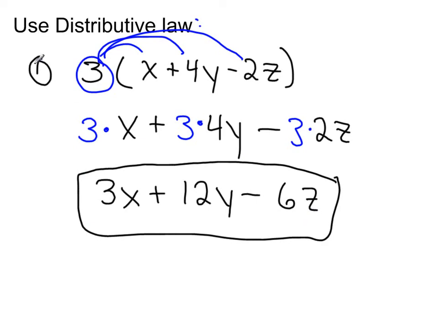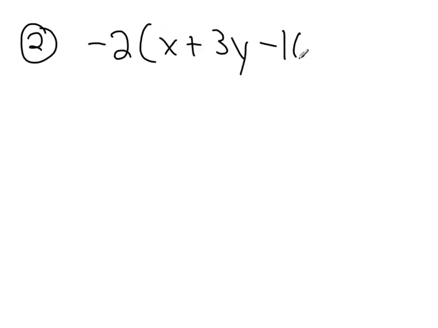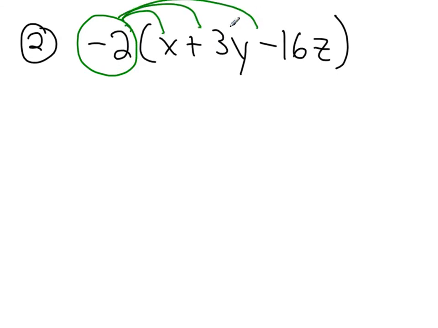Let's do one more. It's going to be a little bit different, using the same directions as above, in which we have negative 2 times the quantity x plus 3y minus 16z. Now, we have a negative 2 out front. That entire thing must be distributed to each term, sign and all.